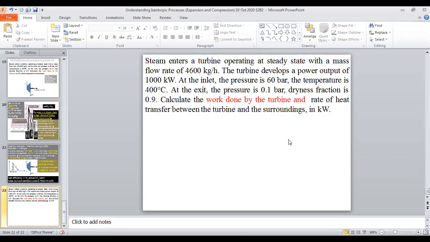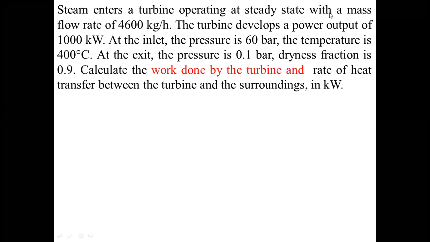Okay, we will go with this. Not the question. Same mass flow rate. Turbine develops a power output of 1000. Now it says the turbine develops the power output of 1000.